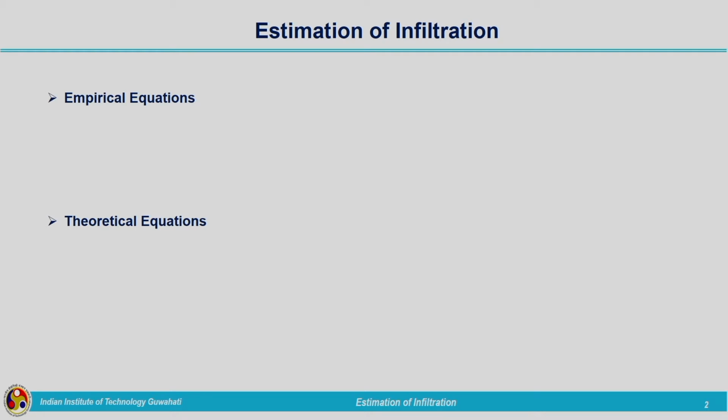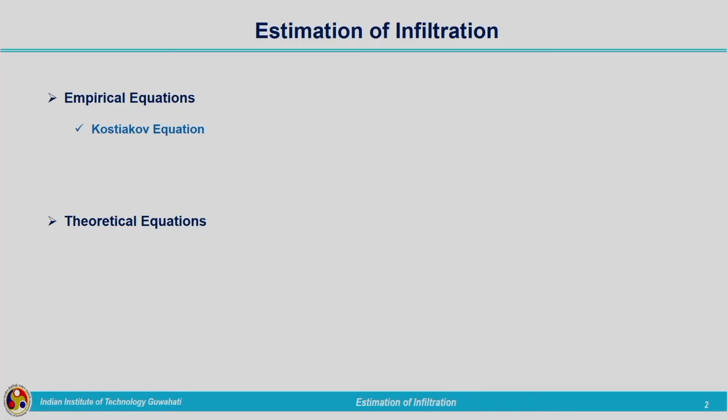Empirical equations are derived based on conducting so many experiments, and finally certain equations are proposed for finding out infiltration. On the other hand, theoretical equations are derived based on the fundamental principles. They give solutions to the flow equation which is already derived, that is the Richards equation, which represents the unsteady flow taking place through the unsaturated porous media. Some of the equations may be solutions to Richards equation, other equations may be derived based on the fundamental laws of conservation principle, that is conservation of mass and momentum.